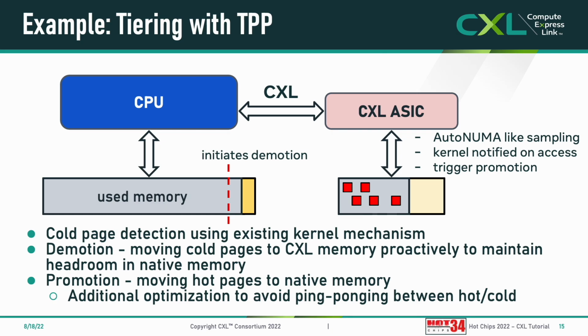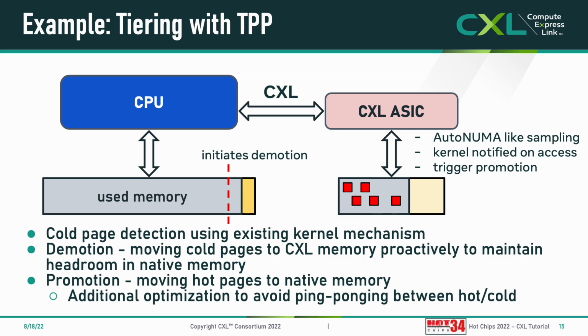Secondly, we track pages on CXL memory as they become hot and promote them to native memory, while making sure that pages don't keep bouncing quickly between native and CXL memory.